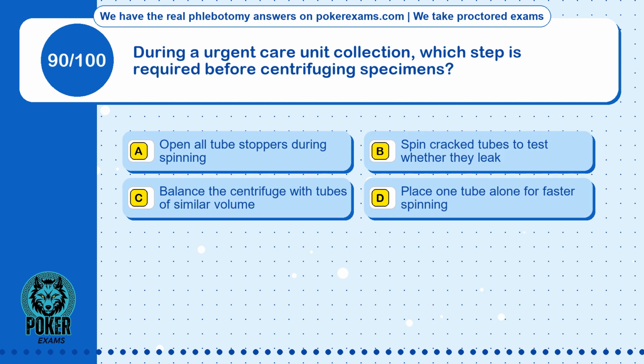Question 90. During an urgent care unit collection, which step is required before centrifuging specimens? Option A, open all tube stoppers during spinning. Option B, spin cracked tubes to test whether they leak. Option C, balance the centrifuge with tubes of similar volume. Option D, place one tube alone for faster spinning.